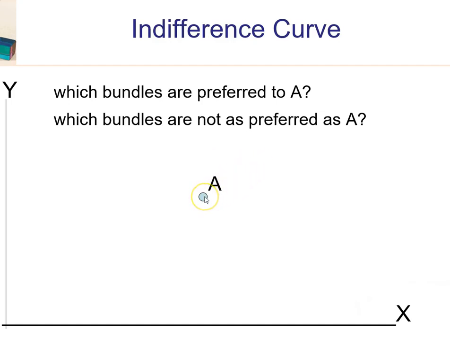In a similar fashion, which goods are not preferred to A? Well, any goods that lie to the west of bundle A, or to the south of bundle A, will provide you less of the X good or less of the Y good. And more generally, any bundles that lie to the southwest are going to be less preferred.